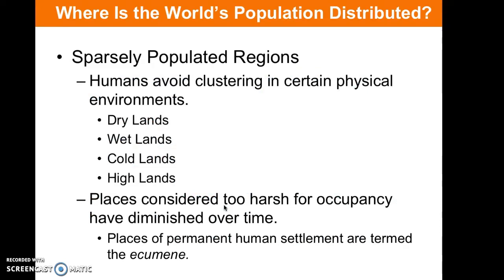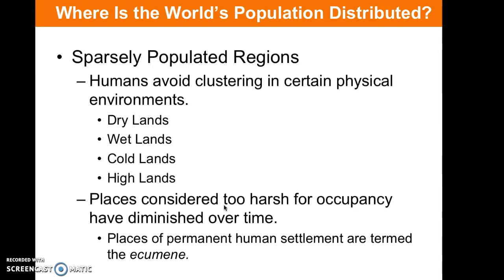You're going to find places where people don't live. So you're going to find sparsely populated regions, and that's where people avoid living, and that's because they're very dry, so they can't grow crops. So you'll find less people in deserts. You'll find less people in areas that are so wet they can't survive. You'll find less people in really cold places and less people in the mountains. If places are too harsh, people tend not to settle there.